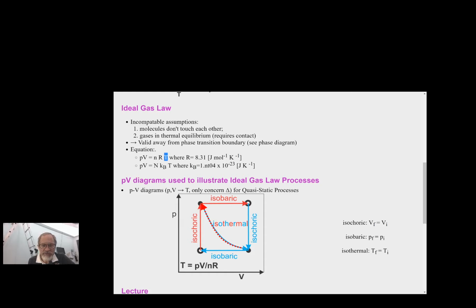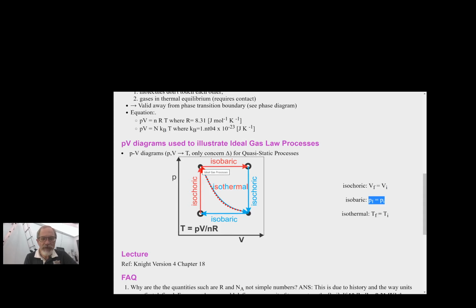The next one is isobaric. In an isobaric transition, the final pressure equals the initial pressure. In other words, it's a horizontal line. So the volume changes, but the pressure doesn't. So for example, we can go from a small volume to a big volume at constant pressure, or we can go from a big volume to a small volume at constant pressure.